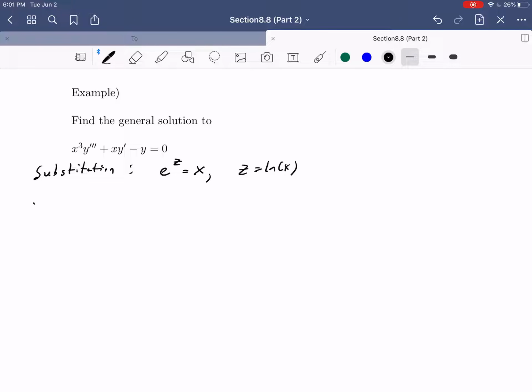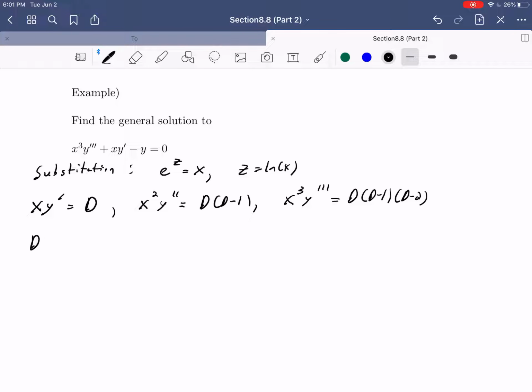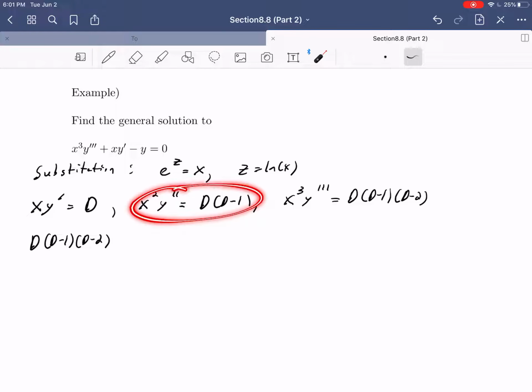Now, what do we know about this? Well, we know xy prime is going to be equal to D. x squared y double prime is going to be D(D minus 1). And x cubed y triple prime is going to be D(D minus 1)(D minus 2). So let's throw those in there. We're going to get D(D minus 1)(D minus 2). There is no term for this one, so we don't need to pop that in there.